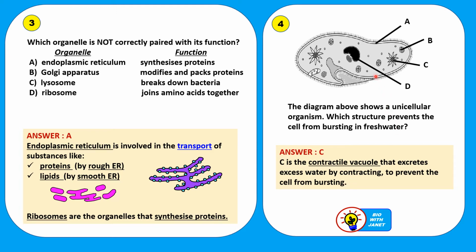Water is always diffusing into the cell by osmosis from the fresh water, and the vacuole will then be filled with this water. It will expand until maximum size, and its function is to contract suddenly and excrete the excess water out of the cell. If not, Paramecium species may burst due to the entry of excess water from the environment by diffusion. Now, what is A? A is the plasma membrane, B is the food vacuole, and D is the macronucleus.